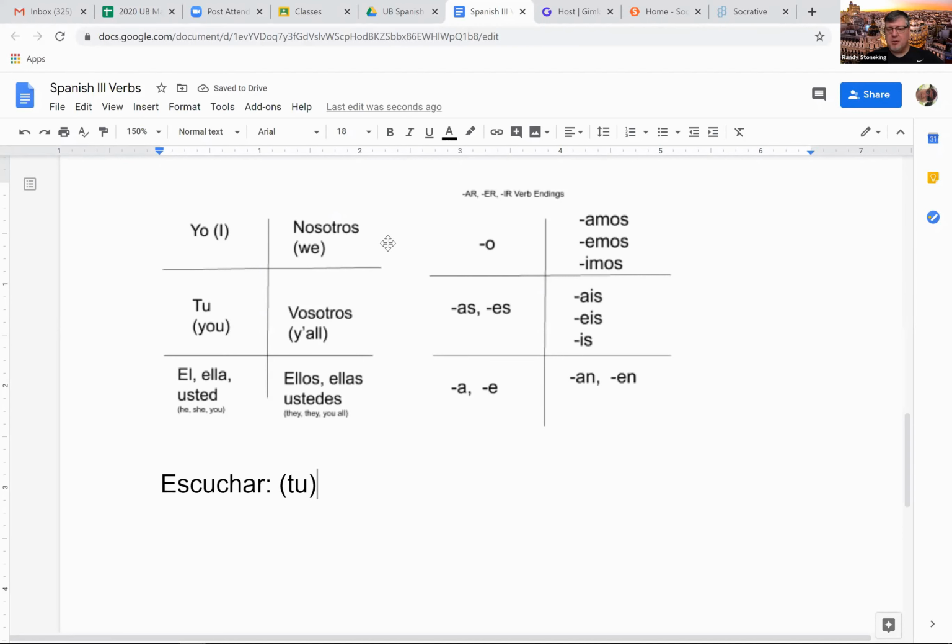And then you have to create your answer choices. The correct answer, we'll always do the correct answer first. So A would be E-S-C-U-C-H. We're going to leave off the last two letters. And then we would put the ending that corresponds to it. So escuchar is an AR verb, and we're doing the tú form of the verb. Tú is here. So tú would be the AS ending. So the correct answer would be tú escuchas. Does that make sense to everyone?